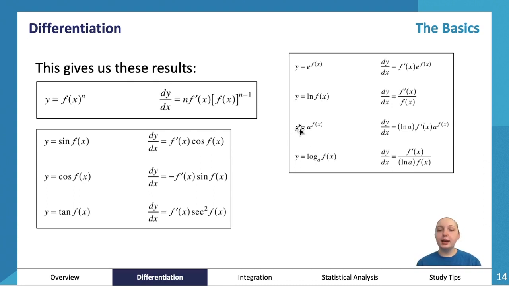But yeah, so if we've got y equals a to the f(x), very, very similar principle. We have our ln of a, so whatever our base is, ln of that, multiply it by the differential of f(x), so f dash x, and then multiply it by our same a to the f(x). So really similar to the base form. And then finally, if you're differentiating y equals log a of f(x), you're going to get the differential of f(x) on top, all over ln a times your f(x).